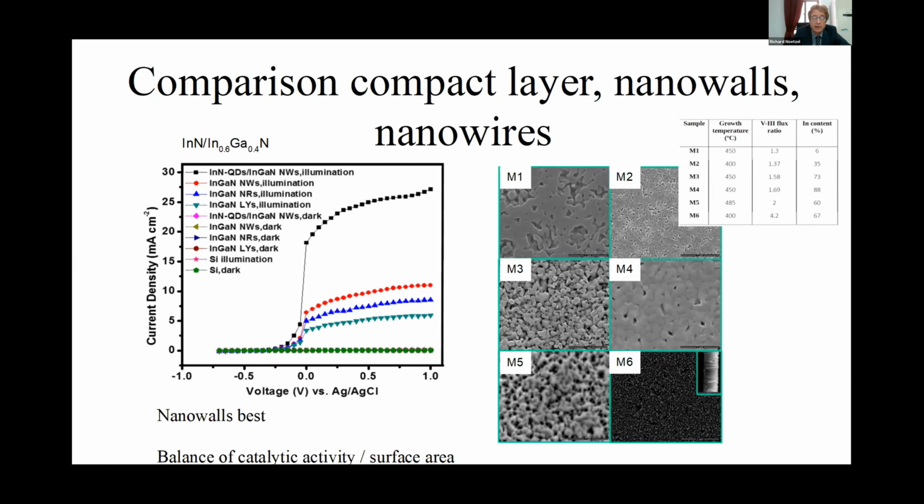So we have to take care here about the balance between the catalytic activity and the surface area. Of course, the surface area for nanowires is largest, but the surface catalytic activity of the nanowire sidewalls is not high. So nanowires here do not produce more hydrogen because of this critical balance. Nanowalls with slightly tilted sidewalls behave best.